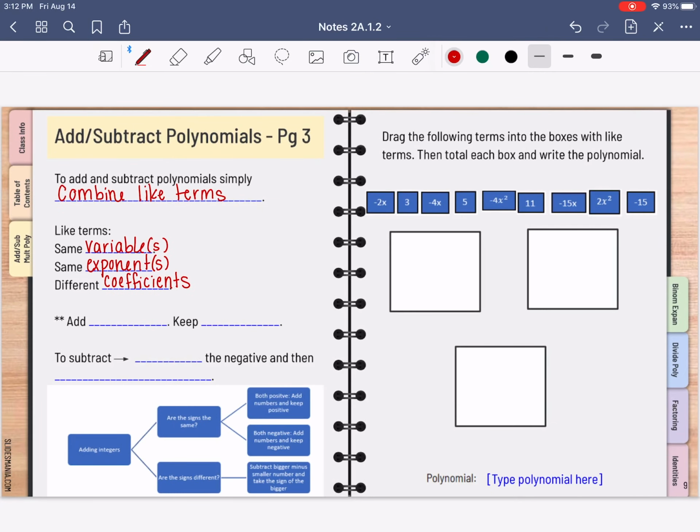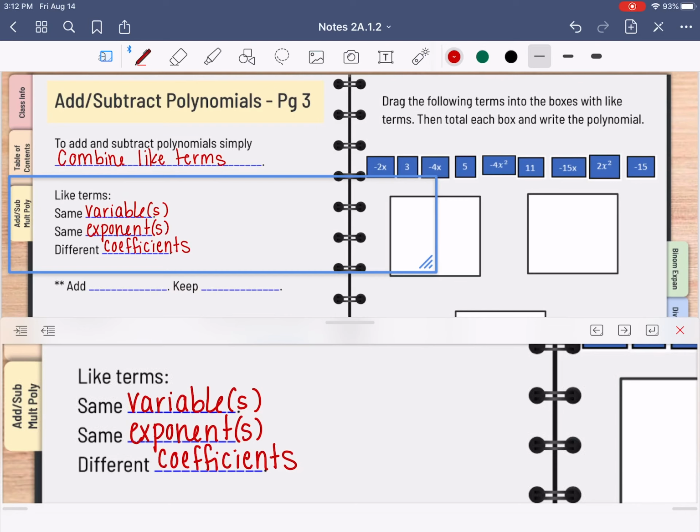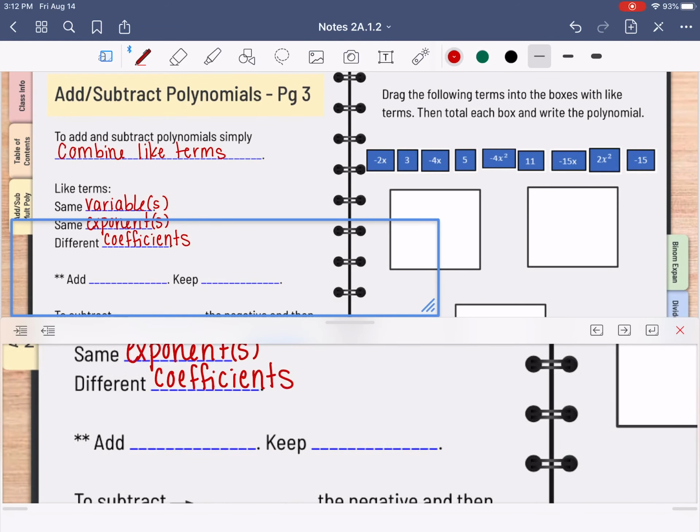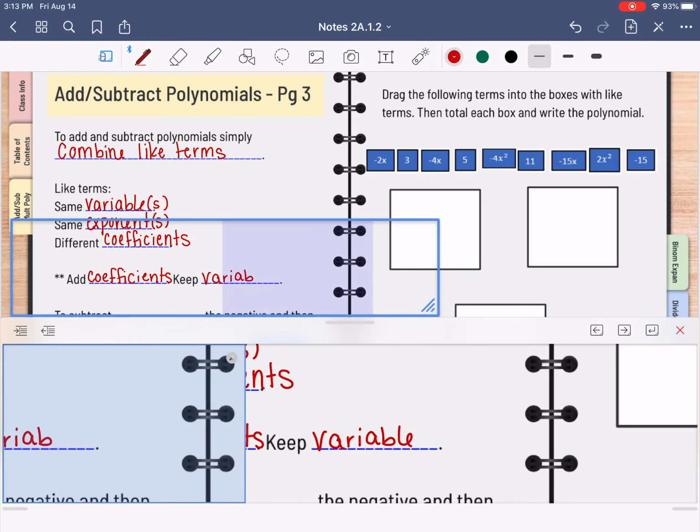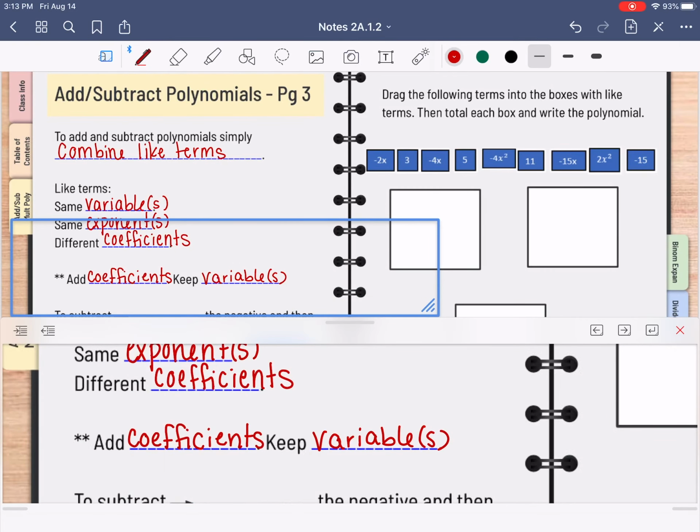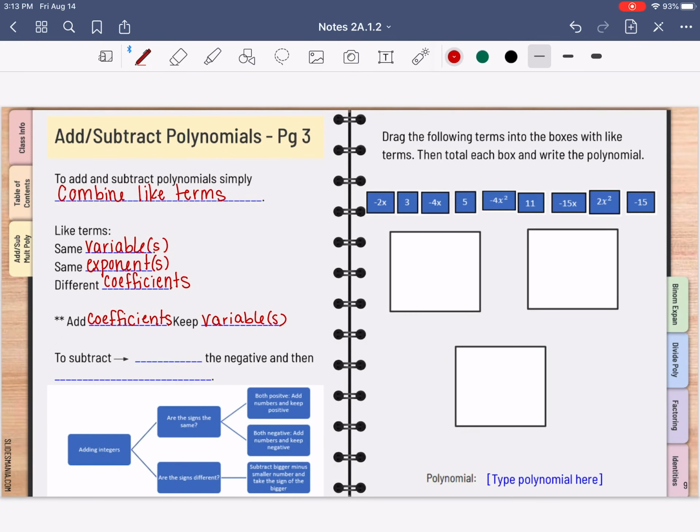Okay, so that's what we're going to look at today, combining like terms. What you do in order to combine like terms is you add the coefficients but you keep the variables, whether you have 1 or 2. Okay, so same variables, same exponents, different coefficients. You keep those variables that are the same, but the coefficients are what you add.